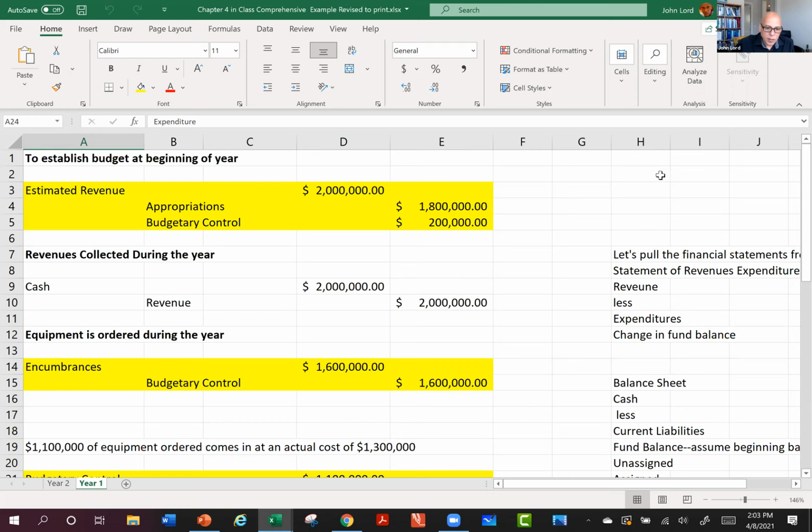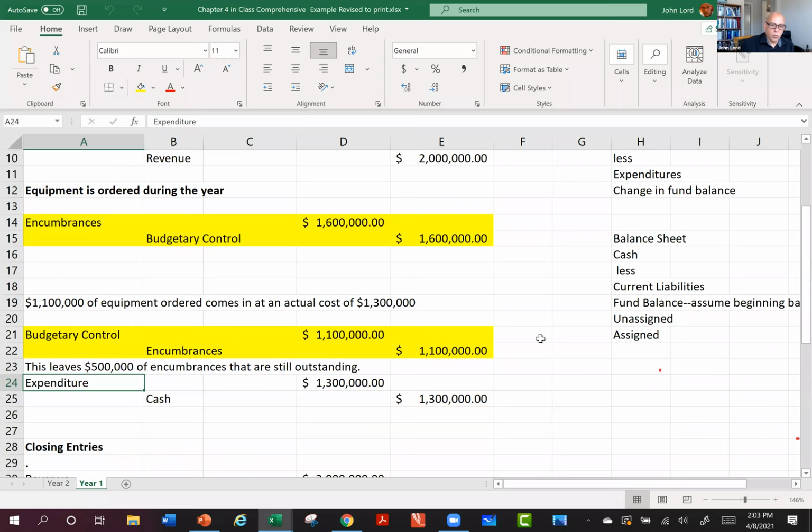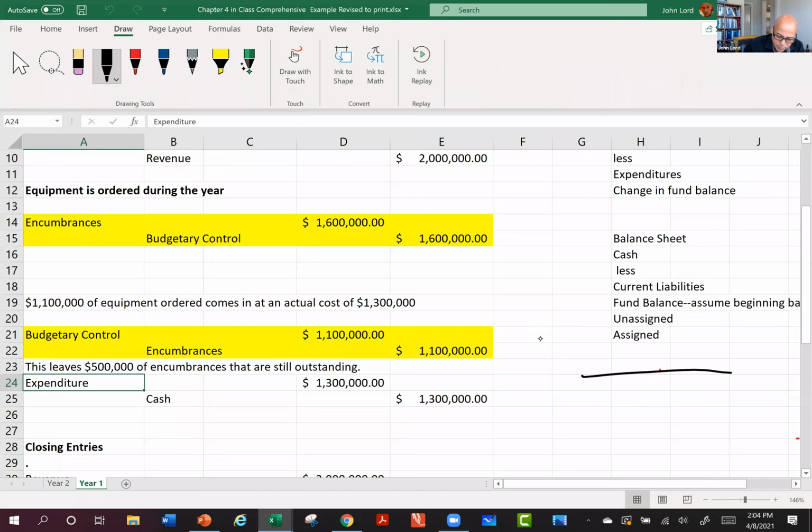Now what happens? Then we go ahead and order some goods. And remember, we said that when we order goods, we have to debit encumbrance and credit budgetary control. So we order 1.6 million of, say, some sort of equipment. We debit the encumbrance and credit the budgetary control. A little bit later, you can see there in line 19, 1,100,000 of the equipment ordered comes in at an actual cost of 1,300,000. So right now, not everything has come in yet. Okay, let's make sure we're clear on that. Let's tee up encumbrance. Why not?